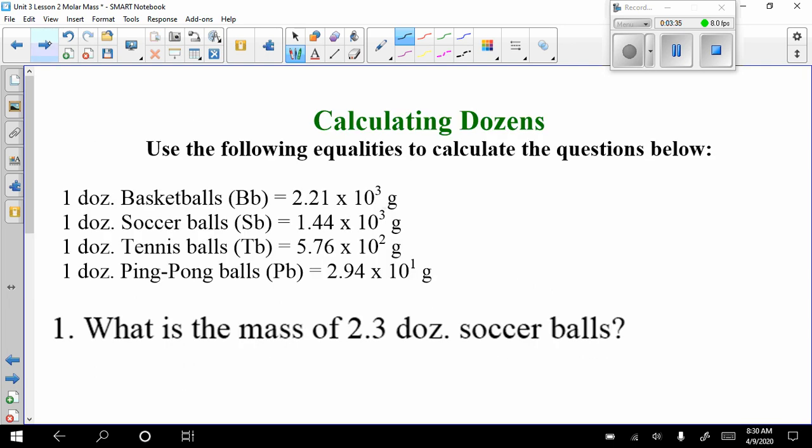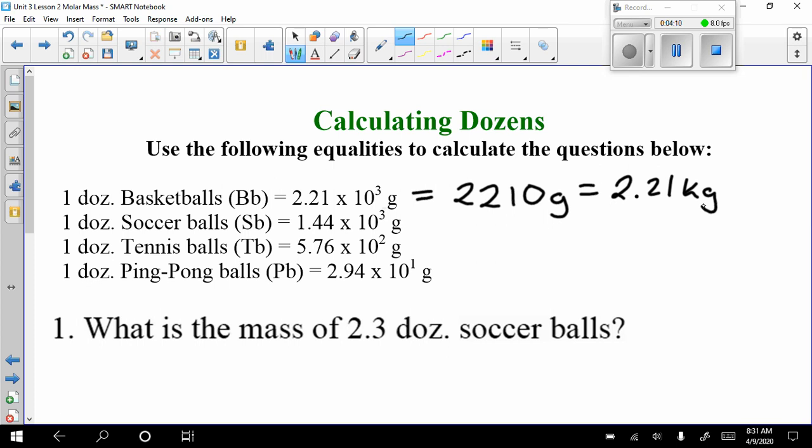Okay, well, let's take this analogy one step further. Let's say I told you that a dozen basketballs weighs 2.21 times 10 to the 3 grams. Now, I'm going to use scientific notation here, just because we've got to start getting used to scientific notation. But a lot of you will say, well, Mr. Webster, that's just 2,210 grams. And you're right. And we know that there's 1,000 grams in a kilogram, so technically that's 2.21 kilograms.